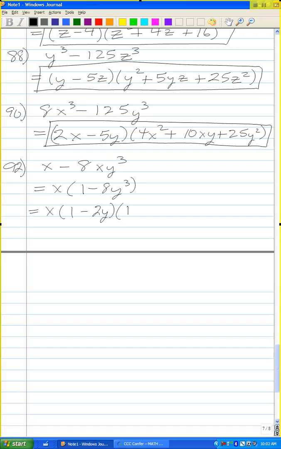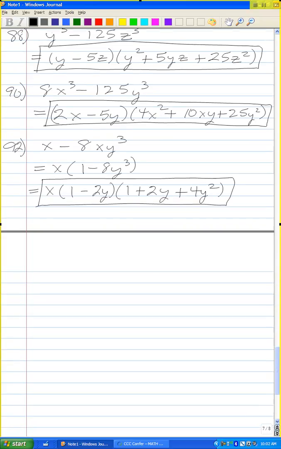1 squared is 1. Change the sign. Plus. Multiply. 1 times 2y is 2y. Square the last term. 2y quantity squared is 4y squared. And so I factored these completely over the integers. Let me do problem number 93.